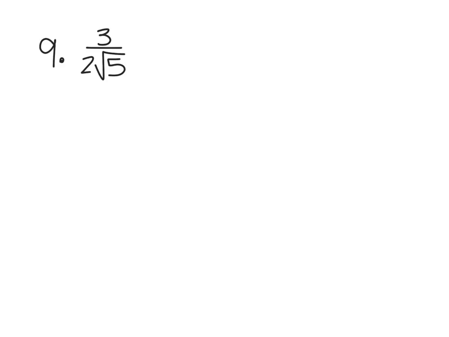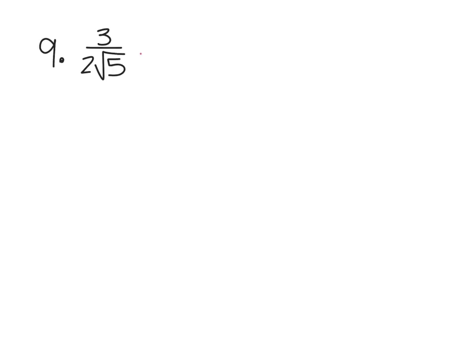Alright, last but not least, we're going to talk about dividing radicals and what happens when we have a radical in the denominator. The process for what we do when we have a radical in the denominator is called rationalizing the denominator. So here is number 9. This is an example where we have a monomial in our denominator. And in order to get rid of the radical from the denominator when it's a monomial, what we need to do is multiply the top and the bottom by that radical.